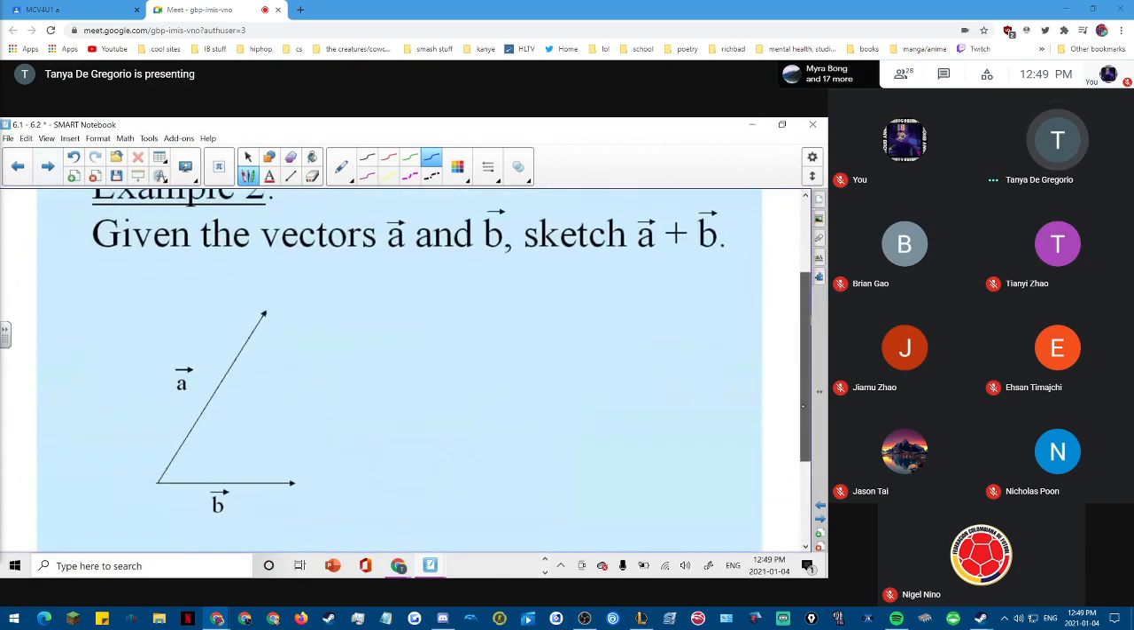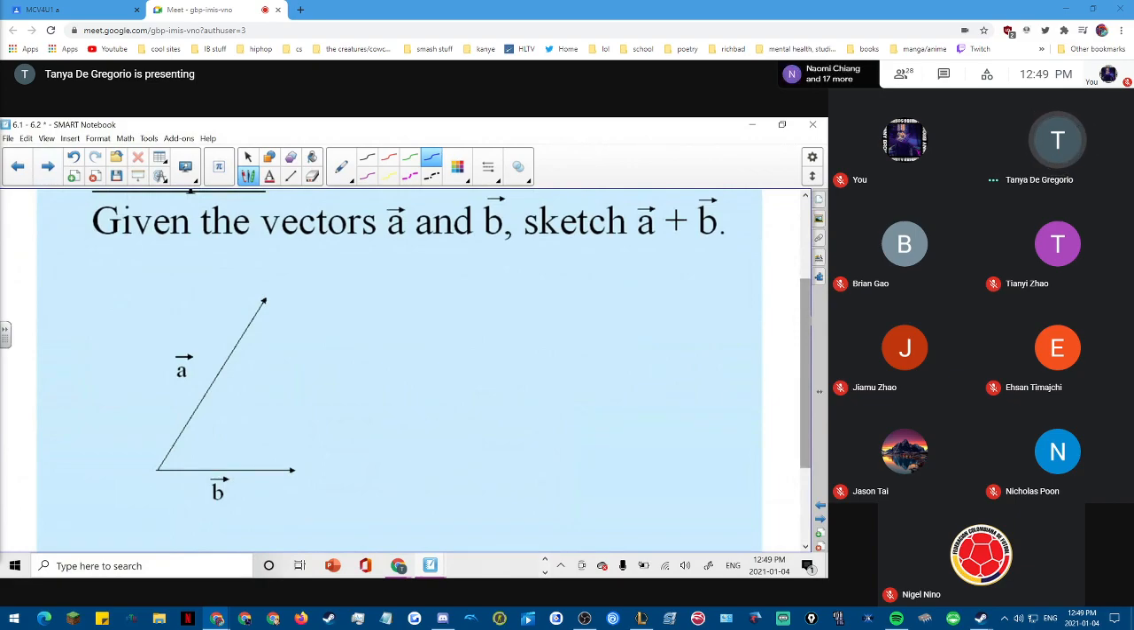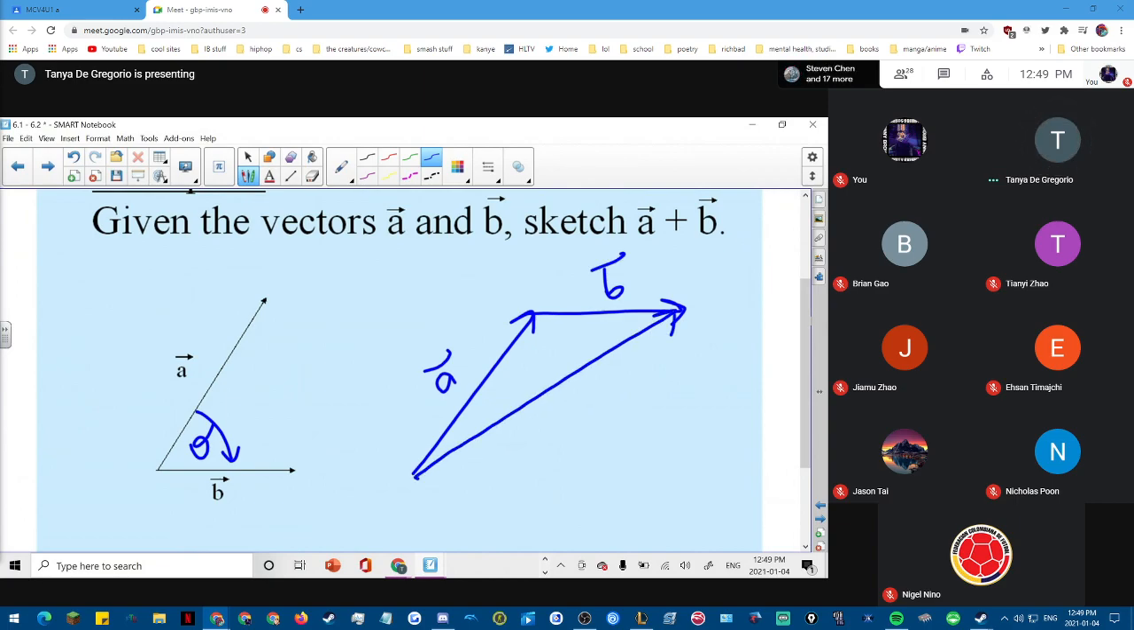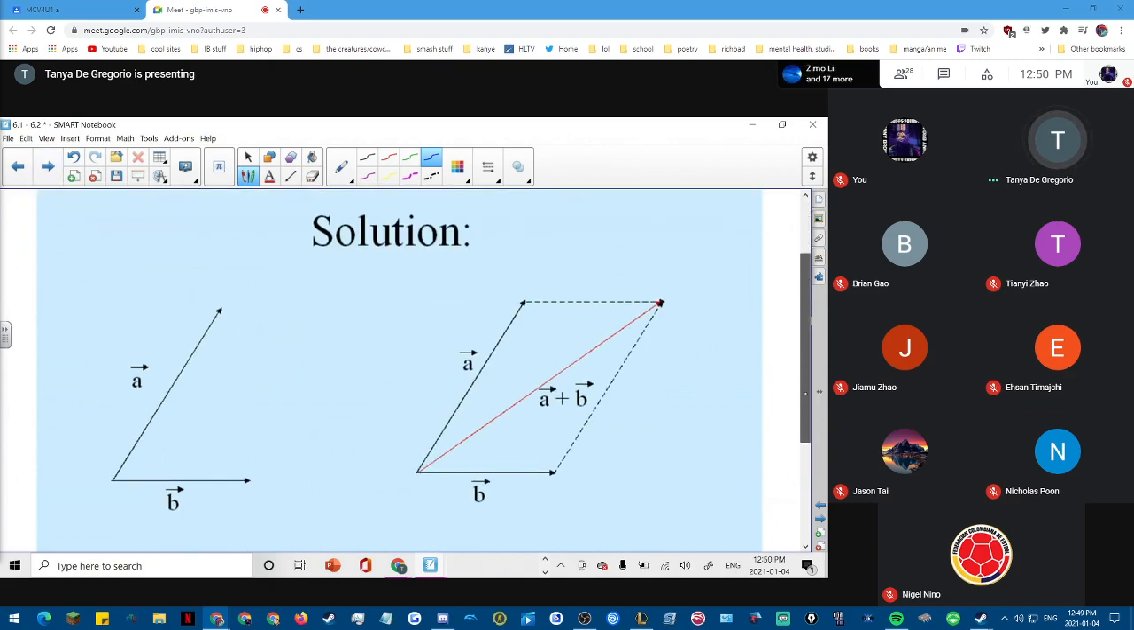Okay, example 2. Given vectors A and B, sketch A plus B. A and B right now are shown tail to tail. This is how we place them when we're talking about the angles between them, but we don't care about the angle between them right now. We want to add them. So I need to take vector B, displace it, and put it here. And now that's my resultant vector. It's showing it right here.